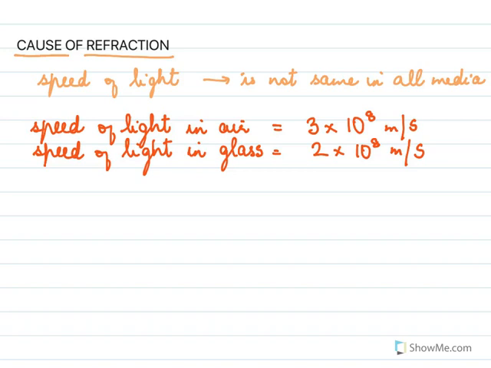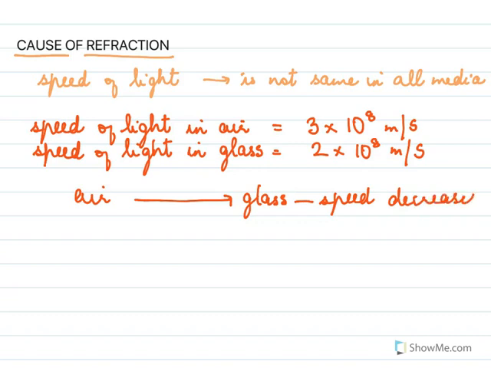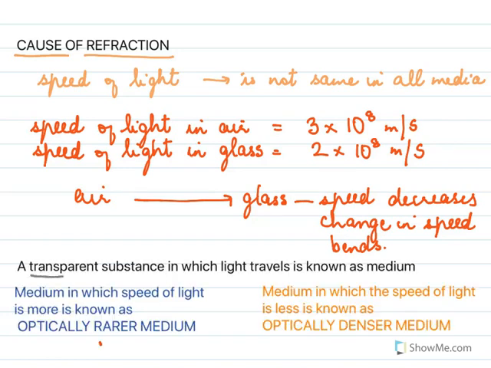So when light is traveling from air to glass, the speed decreases. There is a decrease in speed. And because of this change in speed, it bends. So the cause of refraction is that the speed of light is different in different media. Now to define a medium, any transparent substance in which light travels is known as medium, like air, glass, diamond, water. These are all matter through which light can travel, and they are all called medium.